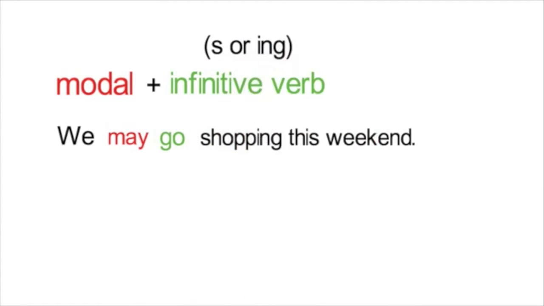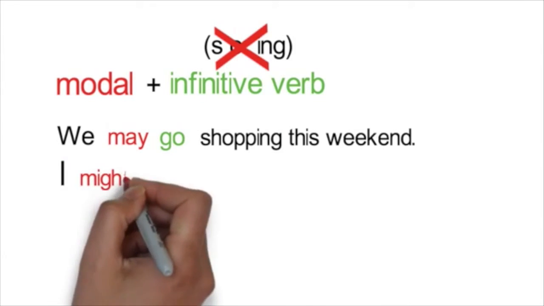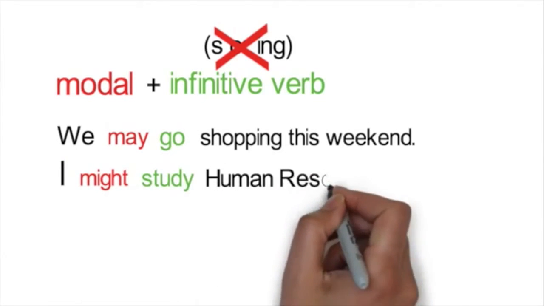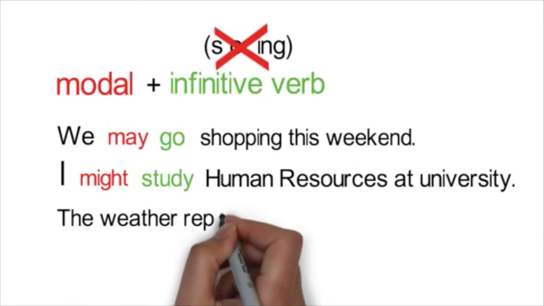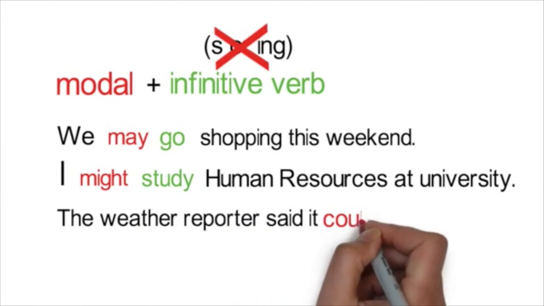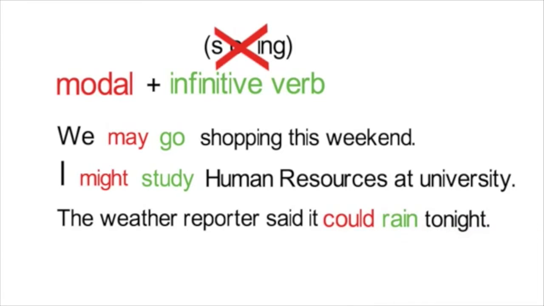Remember, the infinitive does not have an ending, such as s or ing. The second sentence, I might study human resources at university, includes the modal might plus the infinitive verb study. Again, after a modal, there should be an infinitive. The third sentence is, the weather report said it could rain tonight. This sentence includes the modal could and the infinitive verb rain.